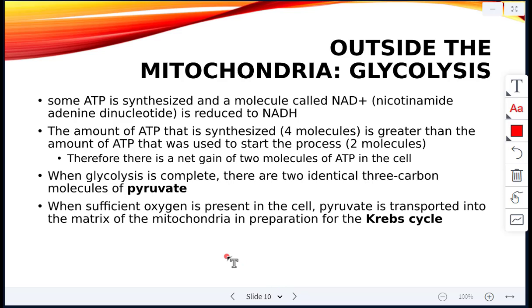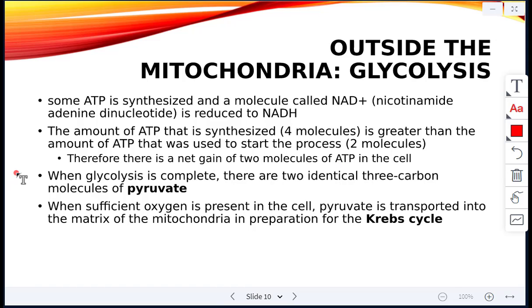All right, and so what happens is some ATP gets synthesized and a molecule called NAD+ is reduced to NADH. The amount of ATP that is synthesized is 4. There's 4 molecules of ATP synthesized, which is greater than the amount of ATP that was used to start the process. So 2 molecules of ATP are required to start glycolysis, and then 4 molecules are made during glycolysis. So the net gain is 2 molecules of ATP.